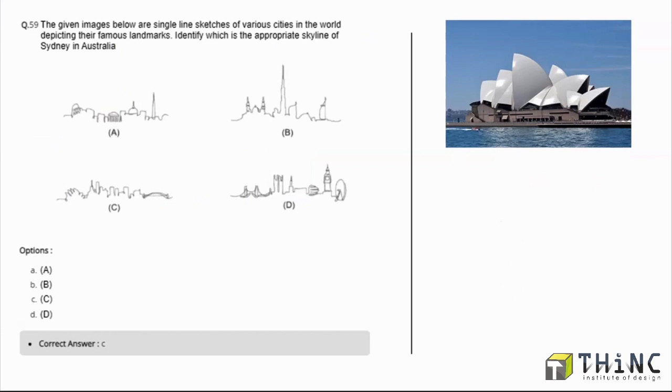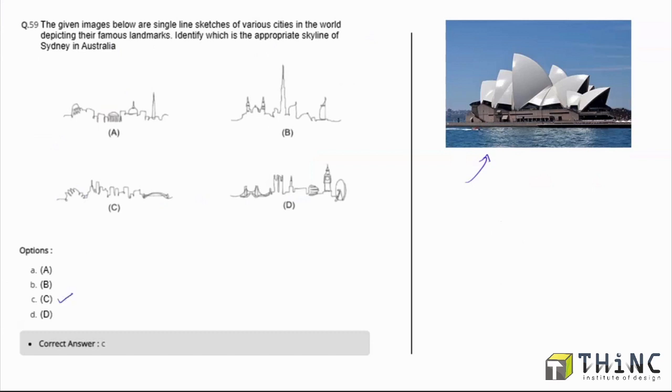Question number 59. The given images below are single line sketches of various cities in the world depicting their famous landmarks. Identify which is the appropriate skyline of Sydney in Australia. If you look at this image clearly, you can see something very specific. If you are aware of the architecture of Sydney, that is the Opera House, it is very evidently seen here in option C. So the right option is option C.